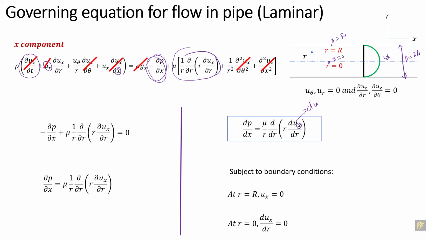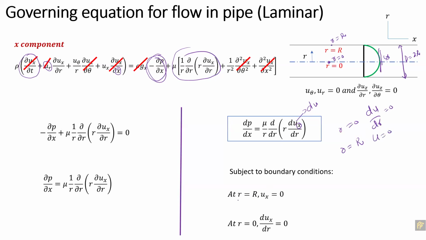So these are the boundary conditions. At r equal to 0, we have the maximum velocity at the center. Maximum velocity means that du/dr is equal to 0. So at r equal to 0, the derivative is 0. That makes the velocity maximum there. And at small r equal to capital R, that is the wall of the cylinder, velocity is 0.